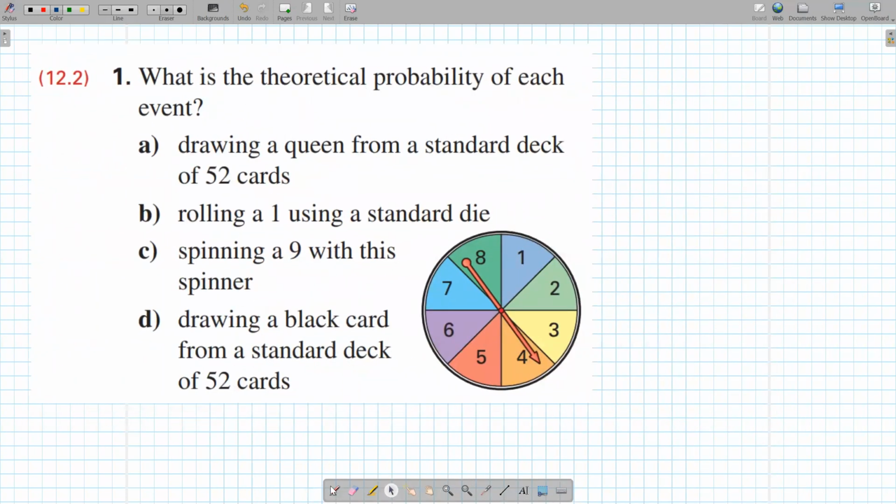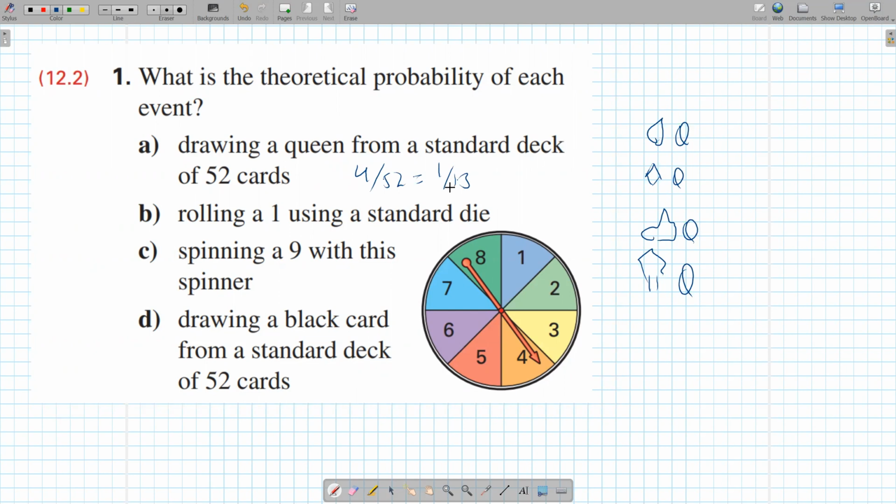All right, let's look at this. What is the theoretical probability of each event? Drawing a queen from a standard deck of 52 cards. I'll give you a hint, all right? Every suit has its own queen. So there's a queen of diamonds, there's a queen of hearts, there's a queen of spades, and there's a queen of clubs. So 4. 4 out of what? 52. Exactly, and that's the same thing as 1 out of 13, all right?